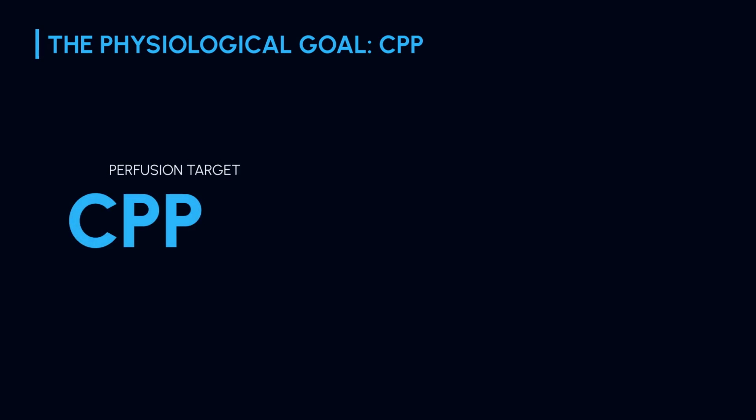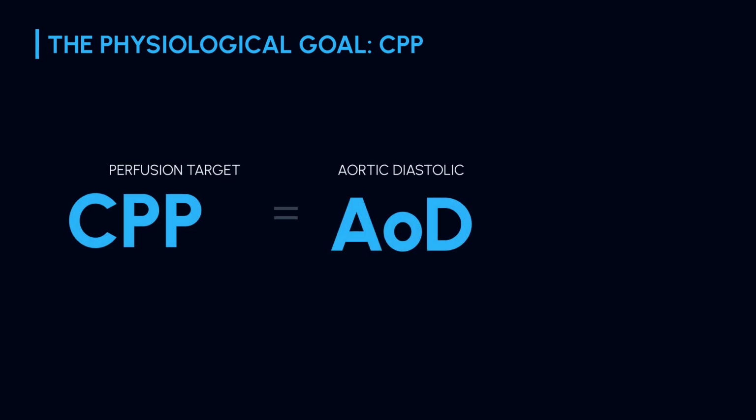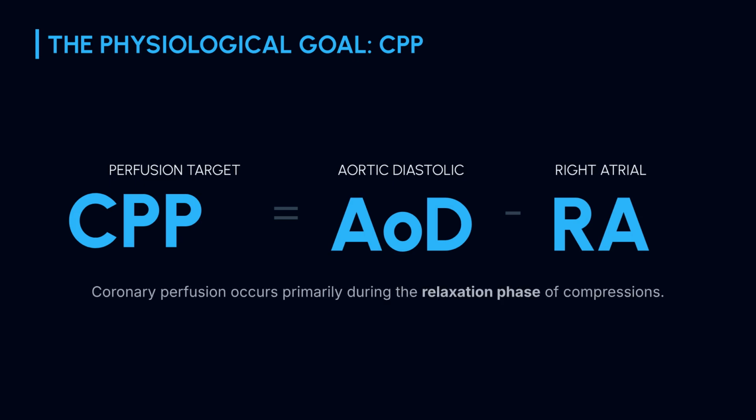The physiological goal during compressions is to maximize coronary perfusion pressure, or CPP. CPP is calculated as aortic diastolic pressure minus right atrial pressure. Remember that coronary perfusion mainly occurs during the relaxation phase of compressions.